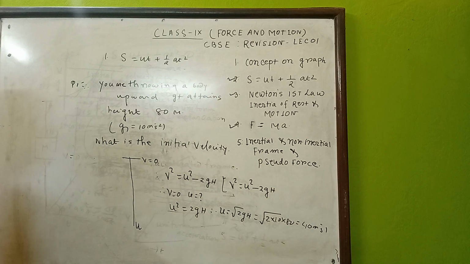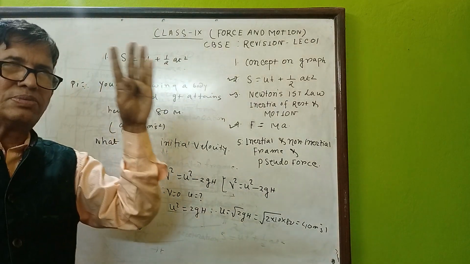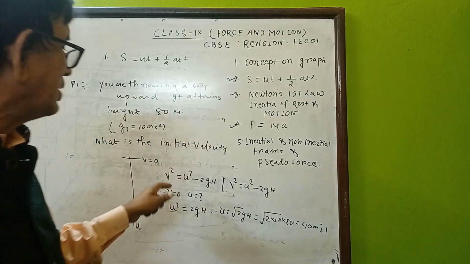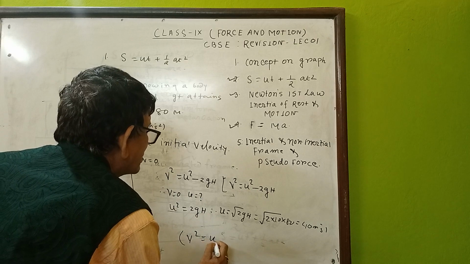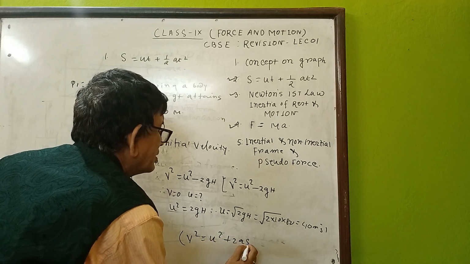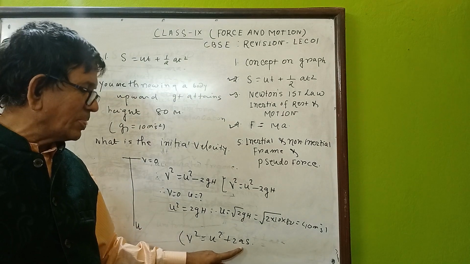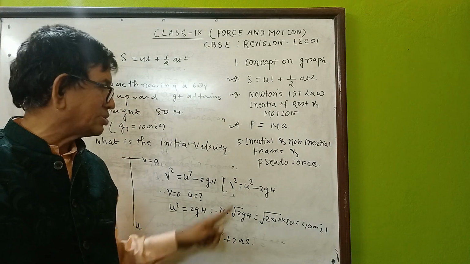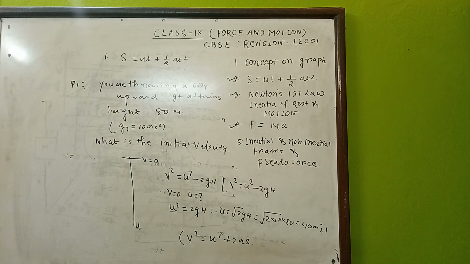Again I am telling you, when you throw a body upward, at the top point the velocity is 0, the final velocity is known, and the initial velocity you have to obtain. You already know the relationship v square equal to u square plus 2as. But when moving under gravity, a will be g, and against gravity it is minus. So this formula is used.